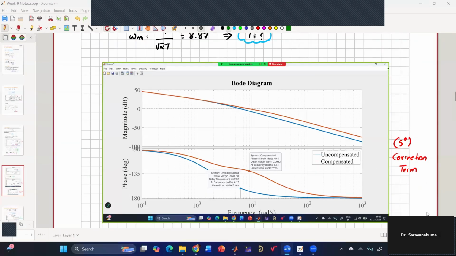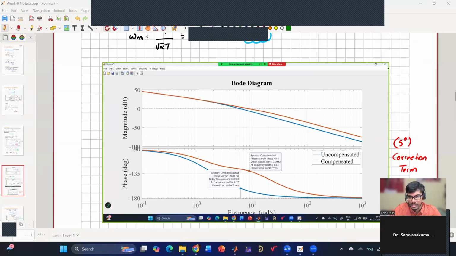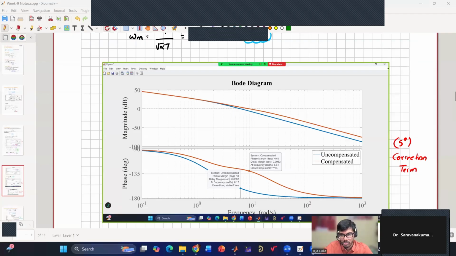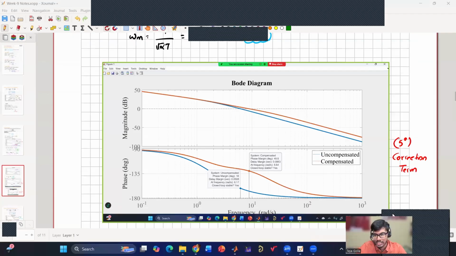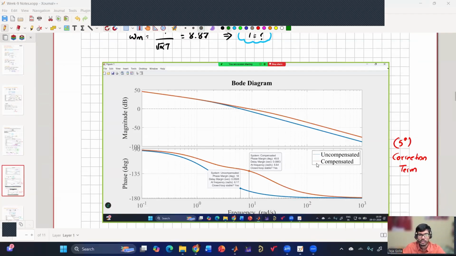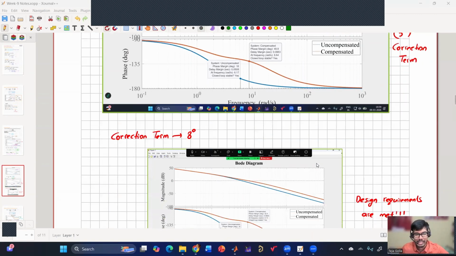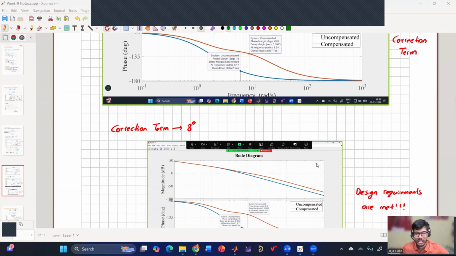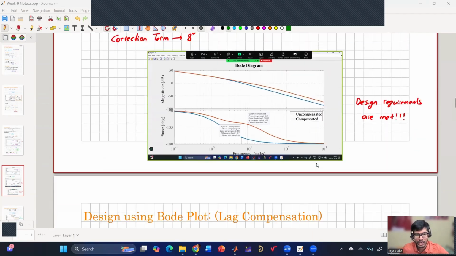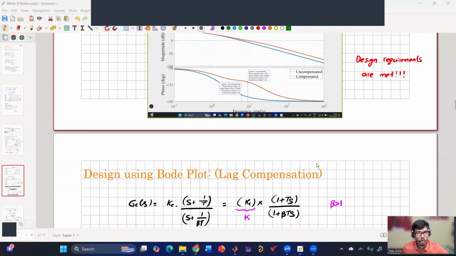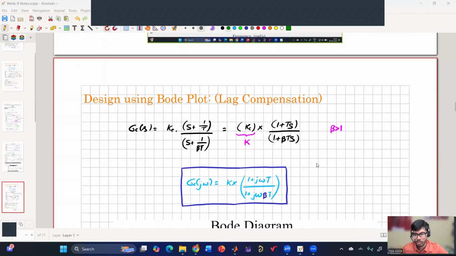This is the first design that we tried, but it was not sufficient. So I increased the correction term because it was slightly short of the phase margin that we are trying to achieve. Then I slightly increased the correction term and followed the same design, and here the design requirements are met. I have attached the screenshot so that whoever is going through the notes need not run it, and I'll also be uploading the MATLAB codes.